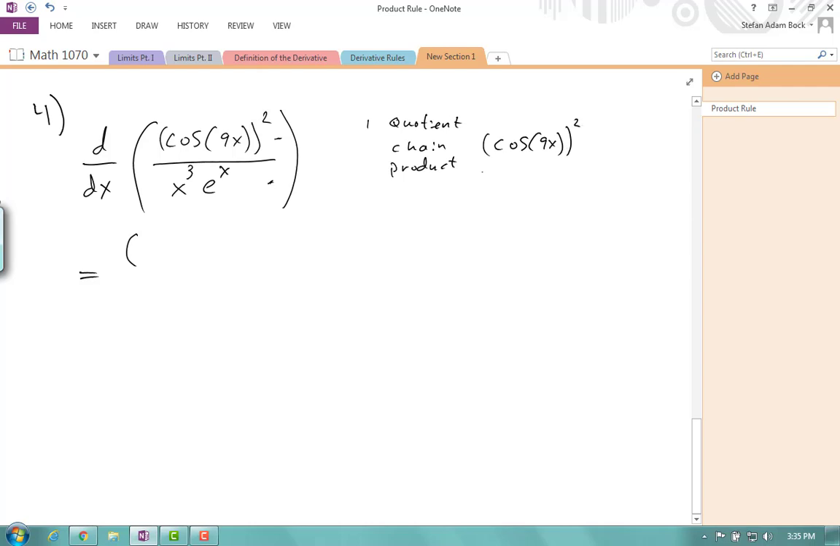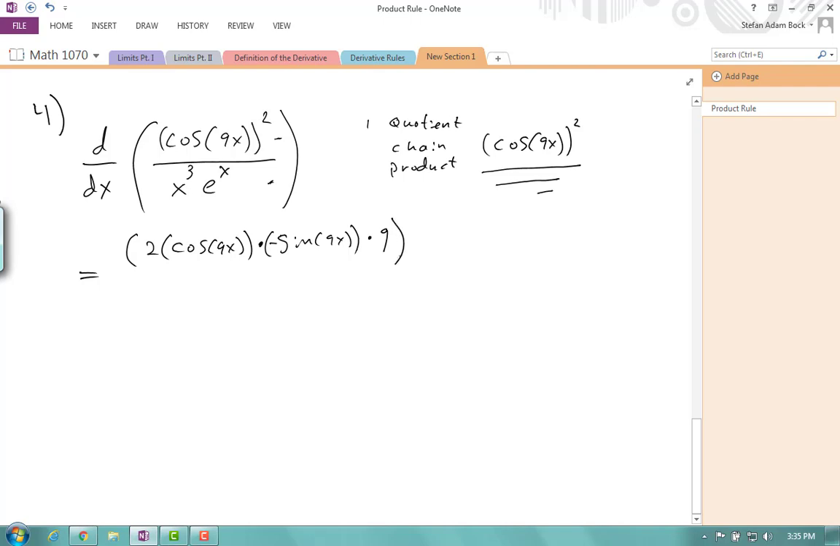So how does my chain rule work for this? I have something squared. Inside of that, I have the cosine of something, and inside of that, I have a 9x. So I should have 2 cosine of 9x times the derivative of cosine of 9x, which is a negative sine of 9x, times the derivative inside of that, which is just 9.